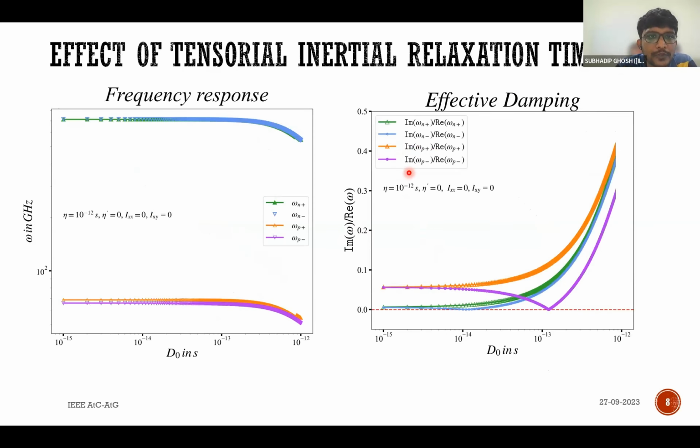Next, I want to show the tensorial relaxation time effect, which is represented as D, and I took D in the Z direction, and D0 is the magnitude. So in this case, we also find two pairs of frequencies: this one is the nutation frequency and this one is the precessional frequency. For different sublattices, there are two different precessional frequencies, which are decreasing. And what is interesting here is the effective damping is increasing from 0.05 by several orders of magnitude.